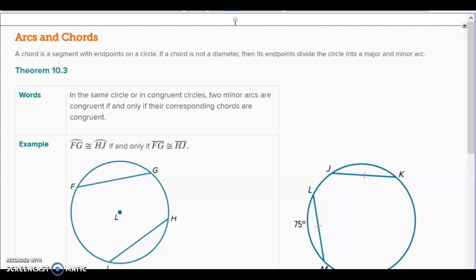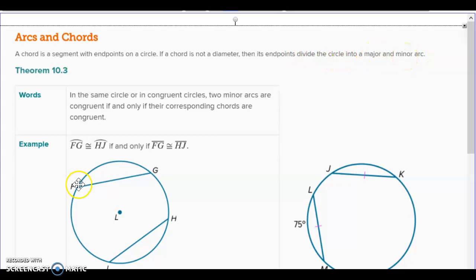All right, so we're on to 10.3, 10.4 assignment. It's about arcs and chords and inscribed angles. So again, just quickly remembering that a chord is a segment with endpoints on a circle. If a chord is not a diameter, then its endpoints divide the circle into a major and a minor arc.